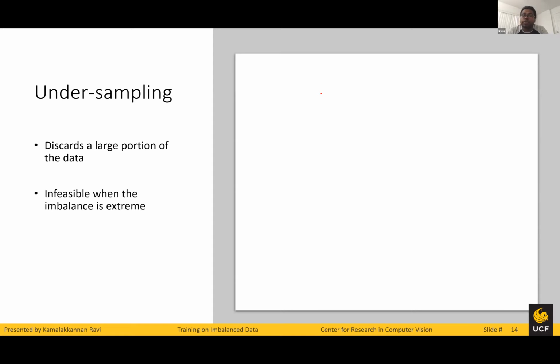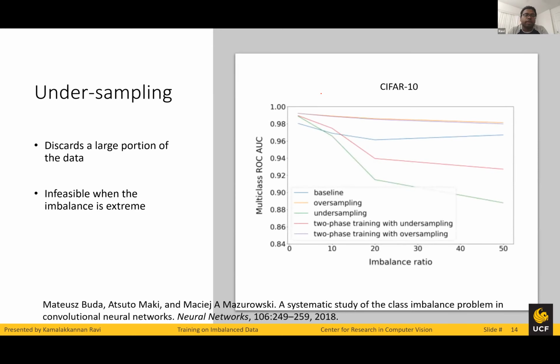This way we would be ignoring lots of information from the majority class, and that would affect our performance. The situation gets bad when the imbalance is very extreme. As we see on the right side, it's a plot of the area under the curve with respect to the imbalance ratio for the CIFAR10 data set trained on ResNet32. The performance gets poor as we increase the imbalance ratio, as we see here on the right.